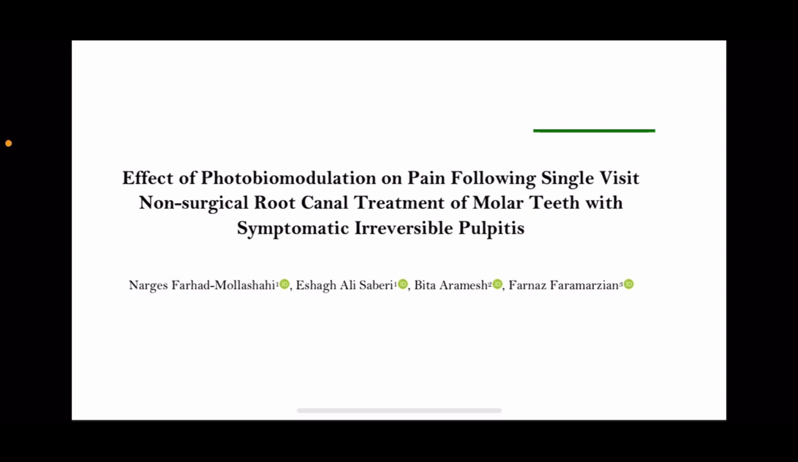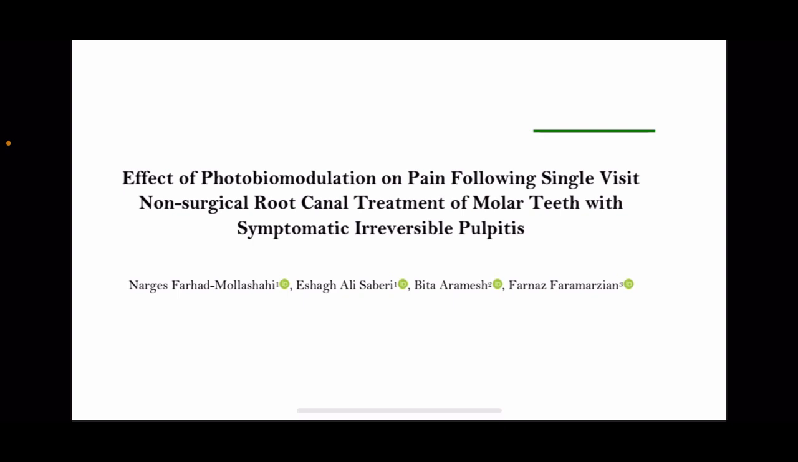In the PBM group, a low-level diode laser with 940 nanometers wavelength, 200 milliwatt output power, and a glass fiber tip with 400 micrometer diameter in continuous wave mode was used. The laser was irradiated to the buccal and lingual surfaces of the root of the mandibular molar at the level of the apex for 30 seconds. The fiber tip of the laser was positioned perpendicular to the surface and close to the soft tissue.